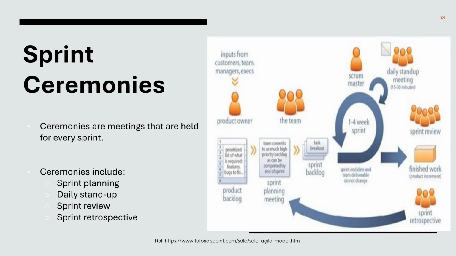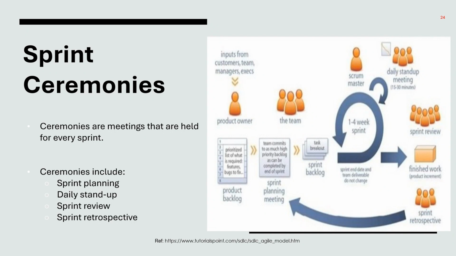And the next one is sprint review. The team shows the product to the product owner and receives feedback. And the next is sprint retrospective. In the sprint retrospective phase, the team discusses what they have done and what they need to improve in the process. The important goal in this meeting is continuous improvement. Here you can see the diagram of sprint ceremonies.